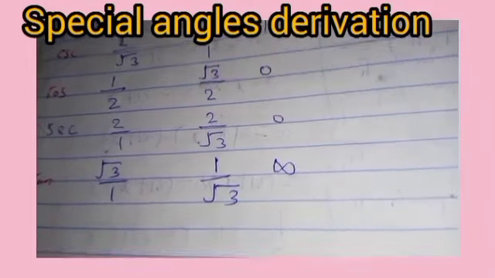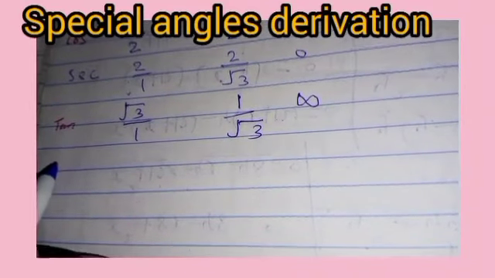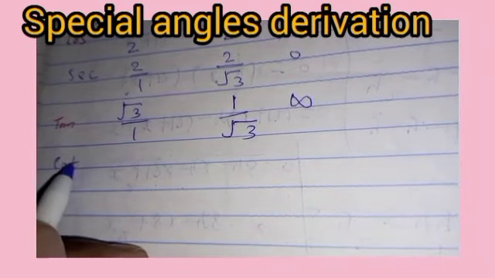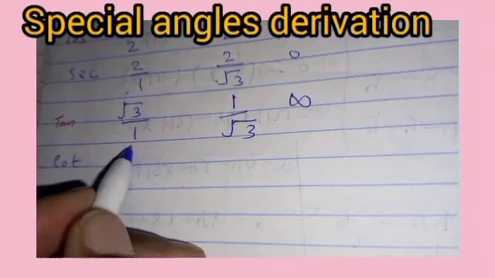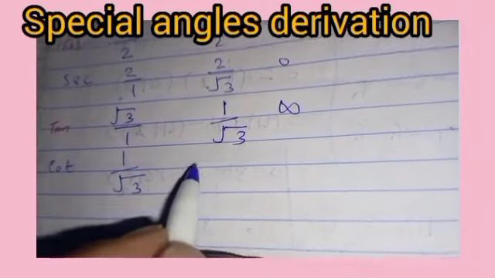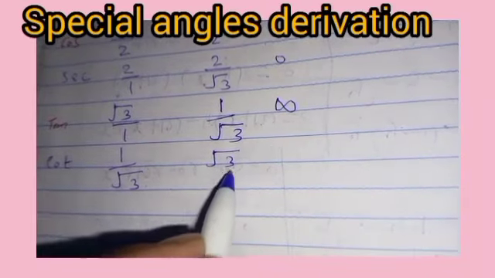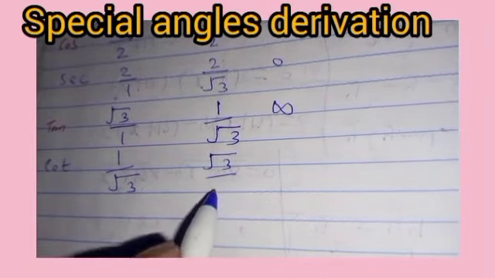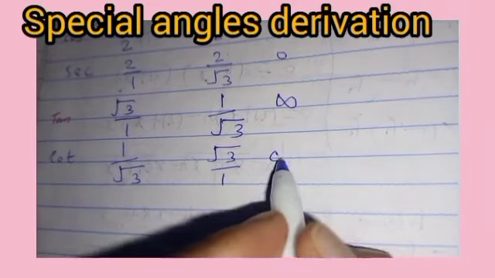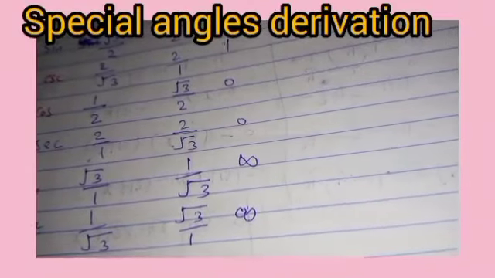Now the reciprocal of tan is called cot. So cot of 60 will be given by 1 over root 3, and that of 30 will be given by root 3 over 1. That of 90 is undefined. So that is how you get the special angles.